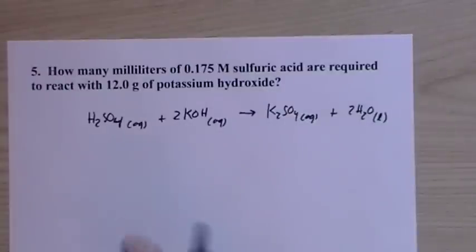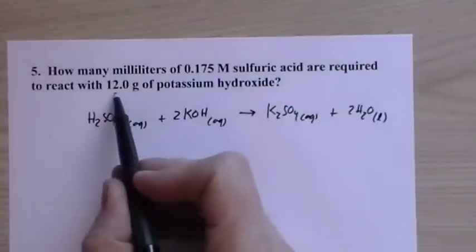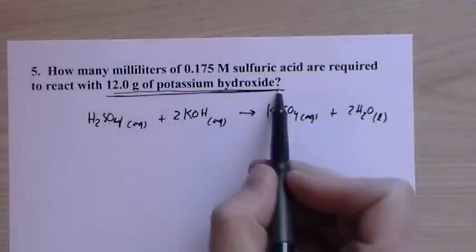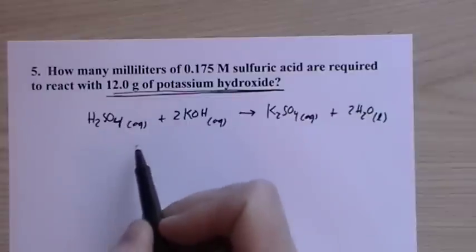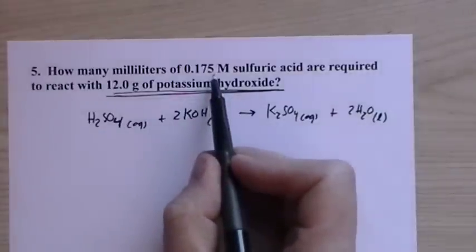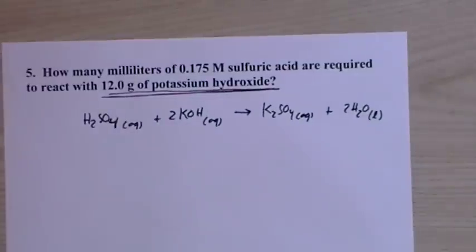So here's how we do this. How many mils of sulfuric acid are required? Well, first we need to figure out how many moles of potassium hydroxide we have, then use the equation to determine how many moles of sulfuric acid we need, and then we can use the molarity to determine the volume in liters and then convert to mils.